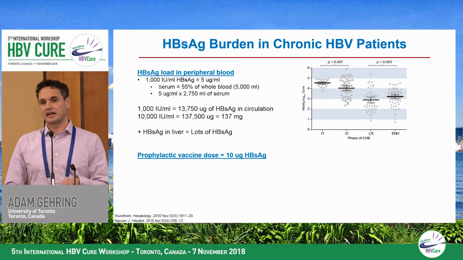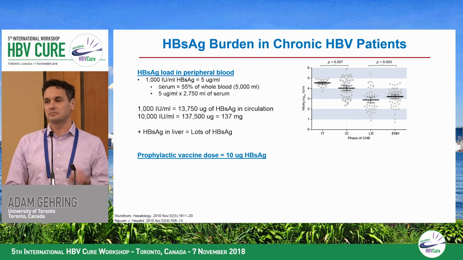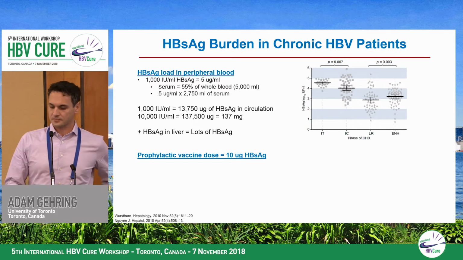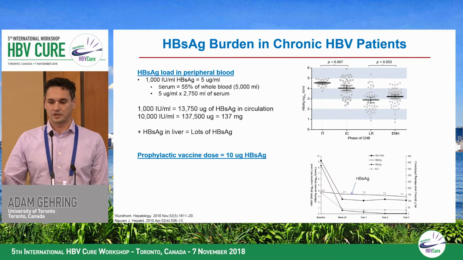And that doesn't even account for the S antigen that's in the liver. That's a lot of S antigen in these patients. And you put this into context of the prophylactic vaccine, which uses 10 micrograms of S antigen to induce an immune response. That is a huge change. It's a huge difference. And it's really important to put these absolute values when we're thinking about the antigen burden.